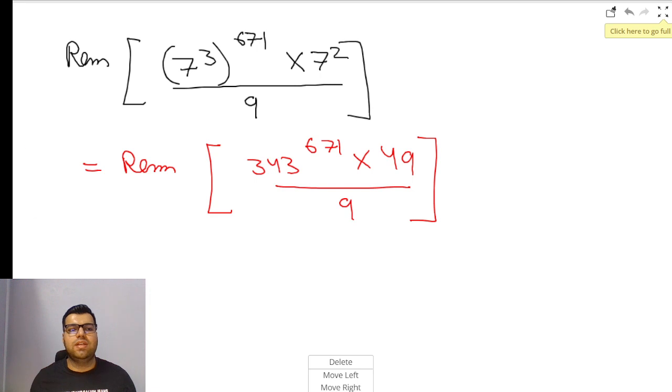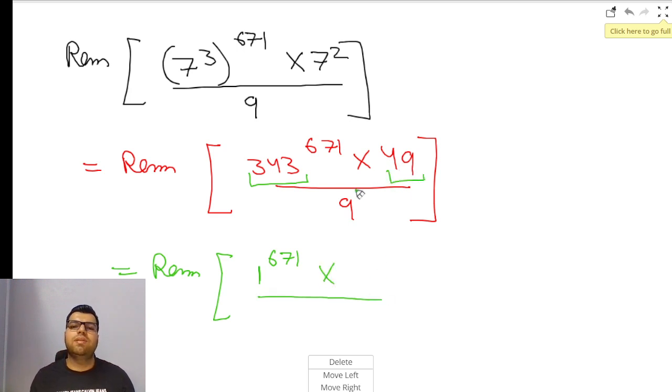Next step, we know I will replace 343 by its remainder with 9. So this becomes remainder of 343 with 9, this is 1, 1 raised to power 671, into remainder of, we will replace 49 also with its remainder with 9. So 49 remainder with 9, this is 4.